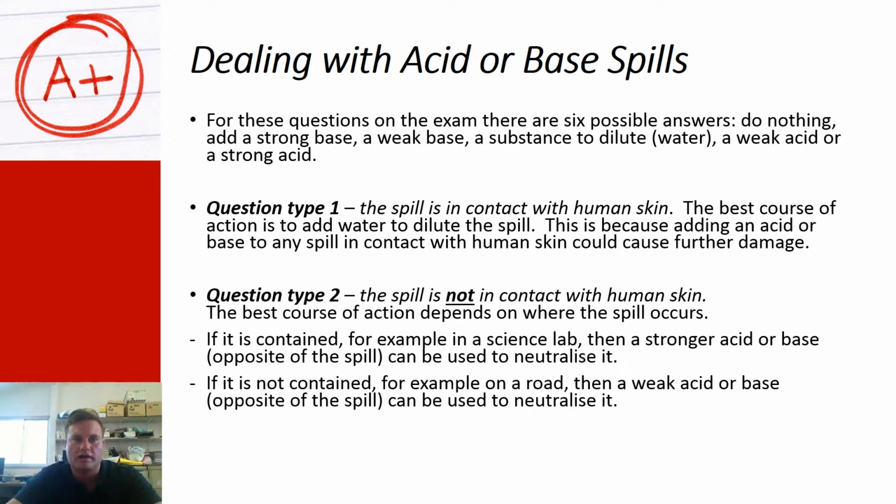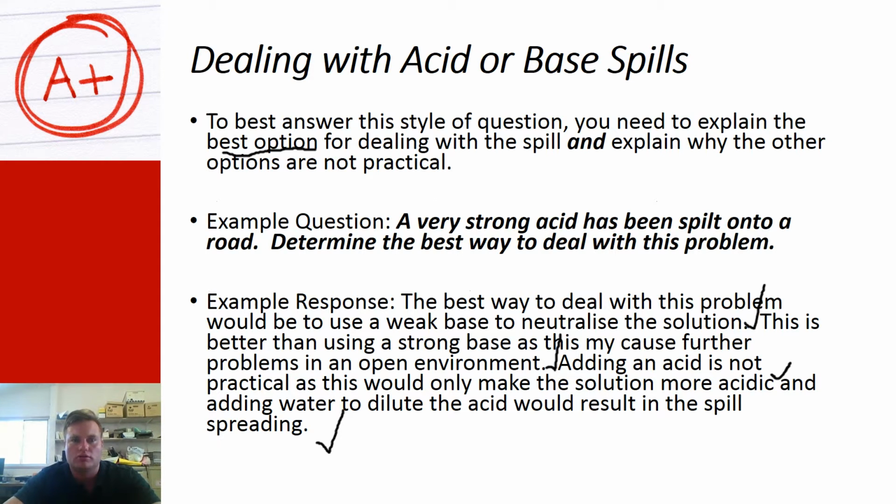In terms of writing your answer, the best way to get your B level is to explain the best option for dealing with it and why it's the best, and then explain why the other options weren't as good. So in example 1, a very strong acid has been spilt onto a road. Determine the best way to deal with this problem. So if we're having a look at our example response, we should see those 2 sections there.